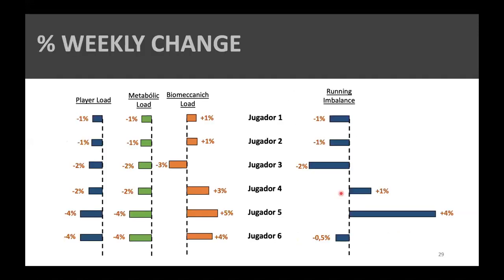In this slide, we see a longitudinal metric that we tend to use for this, okay? The weekly change is an easy tool that lets us know how the last 7 days have been compared to the previous 7 days, okay? It's useful for us because it lets us avoid a high spike in the load, okay? And this is one.